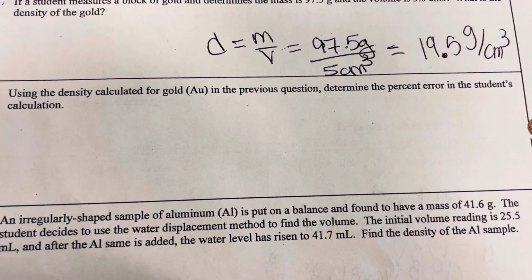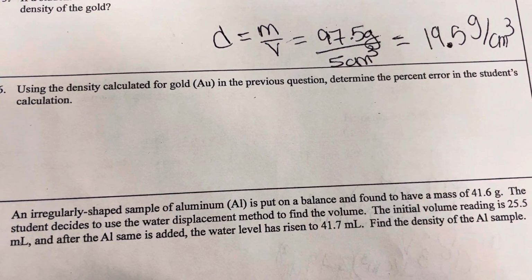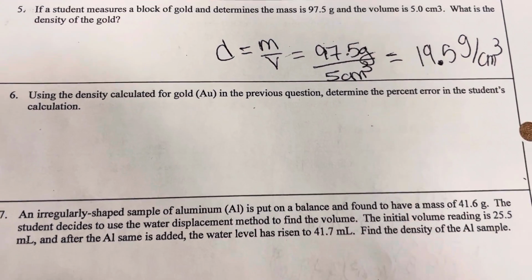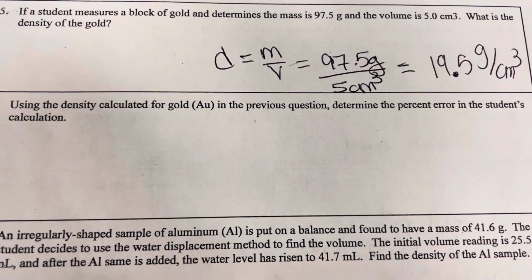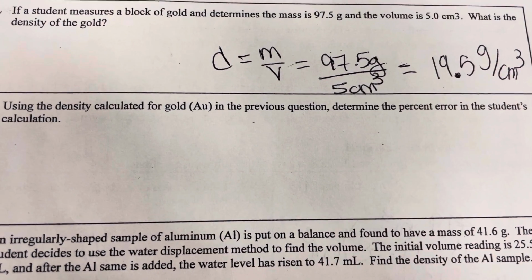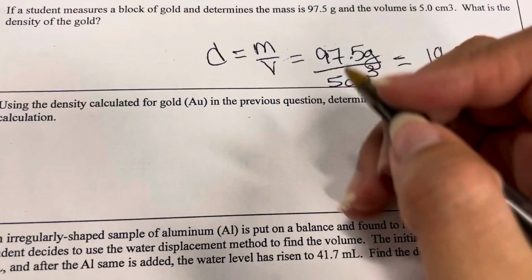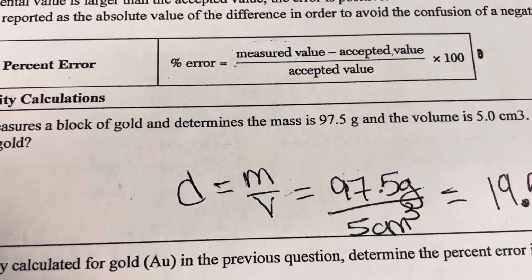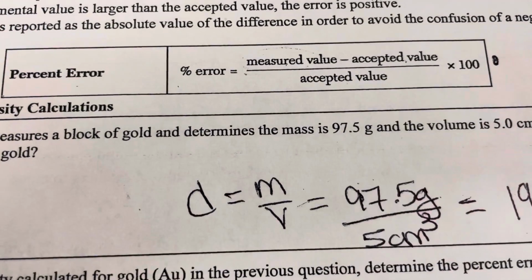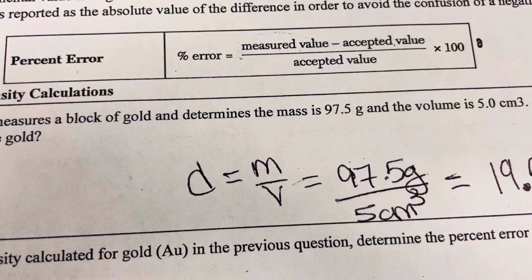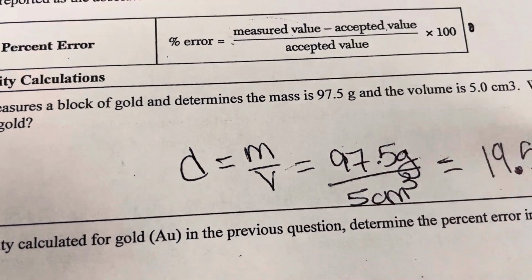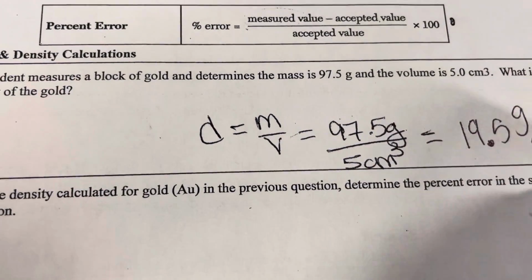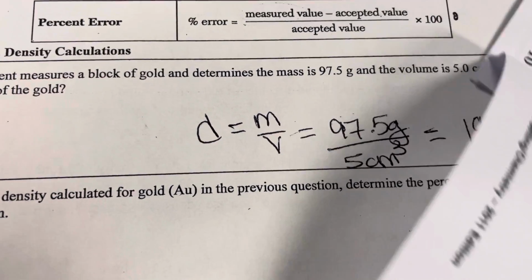Using the density calculated for gold, symbol Au, in the previous question, determine the percent error in the student's calculation. All right. Well, now we're being asked to calculate the percent error of this calculation. So what I'm going to do is go back to this equation. It says percent error is equal to measured value minus accepted value over accepted value times 100. So the measured value is the calculated value, the one that I determined, right? So I'm going to put that first.